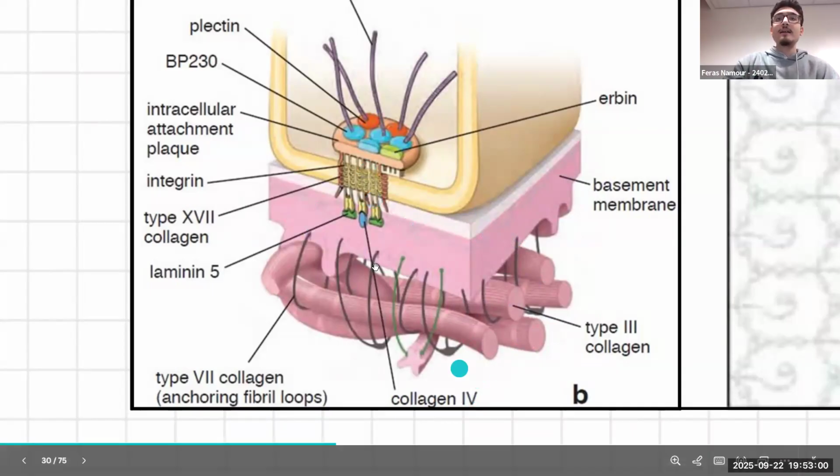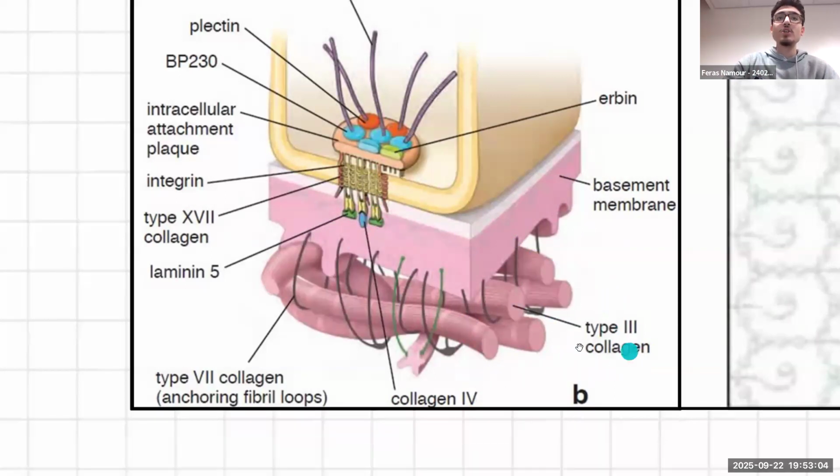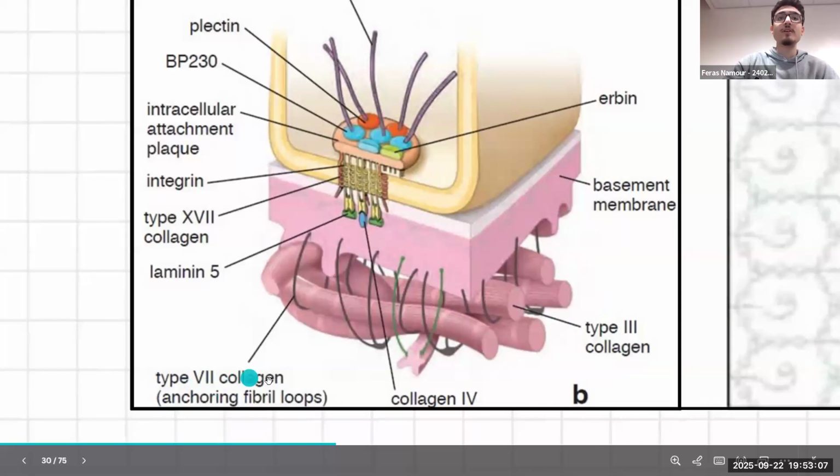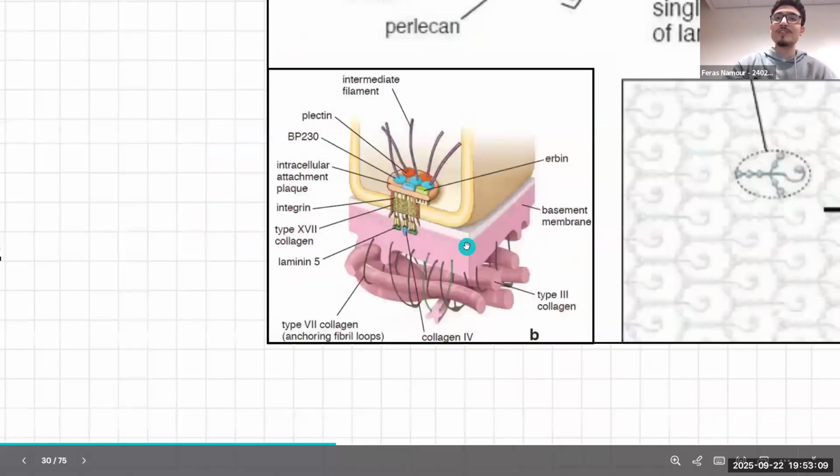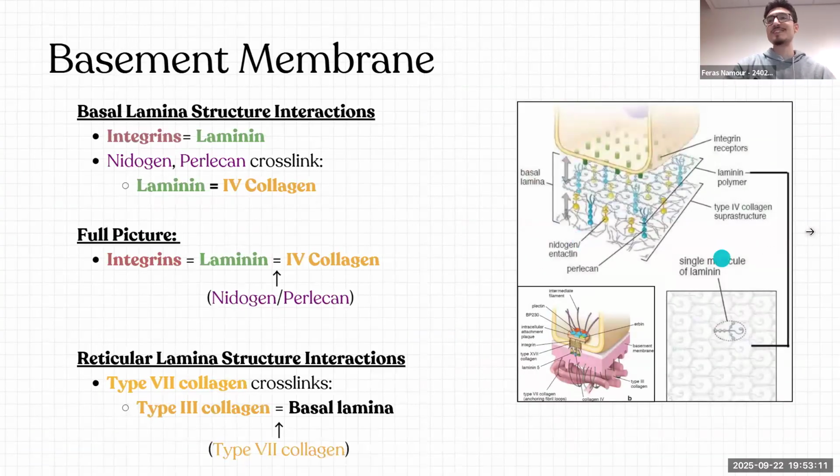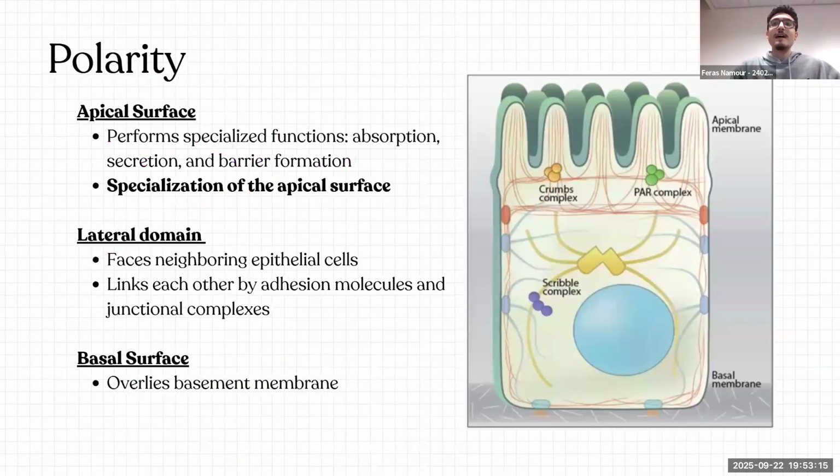Right? Now, type 4 collagen will bind to type 3 collagen using type 7 collagen. Don't confuse this, guys. If you want me to repeat it, I'll repeat it later on, but we need to move on from basal membrane, okay?